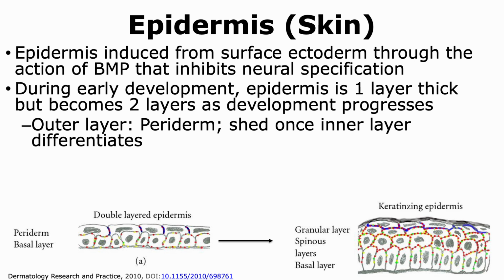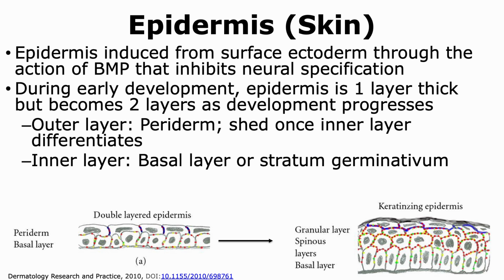During early development, the epidermis is only one layer thick, but as development progresses, it forms two layers. One of these layers, the outer layer, forms what's called the periderm. The periderm doesn't last very long and it sheds once the inner layer differentiates. The inner layer is called the basal layer, or the stratum germinativum, and this is the part that will undergo differentiation to form the epidermis of the skin.